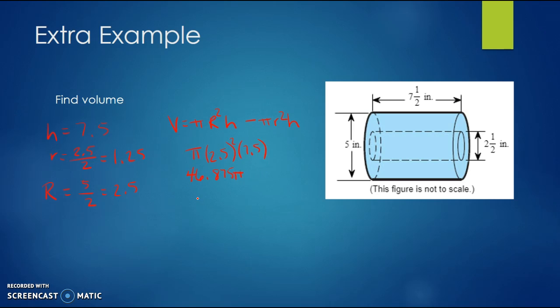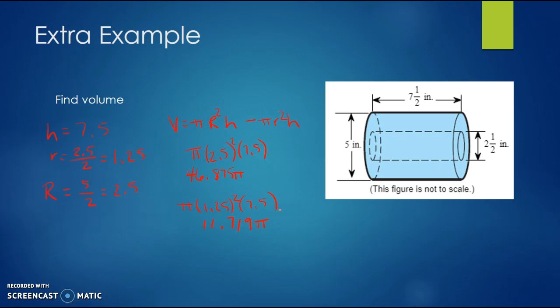And then I need to find for my little one, so I'm going to do pi, little r is 1.25 squared times our 7.5. And so we're going to take 1.25 and square that times 7.5, and I get 11.719 with the pi.